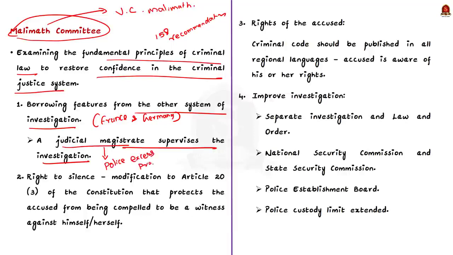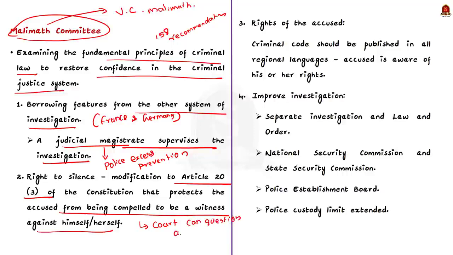Now moving on to the second recommendation. See, the panel recommended modification of Article 23 of the Constitution that protects the accused from being compelled to be a witness against himself or herself. The committee suggested that the court should be given freedom to question the accused to get the necessary information. In case the accused refuses to answer the question, the courts can draw an adverse inference against the accused. The committee also felt that the accused should be required to file a statement to the prosecution disclosing his or her stand. See, this will help reduce the case pendency and it will also help improve the investigation process.